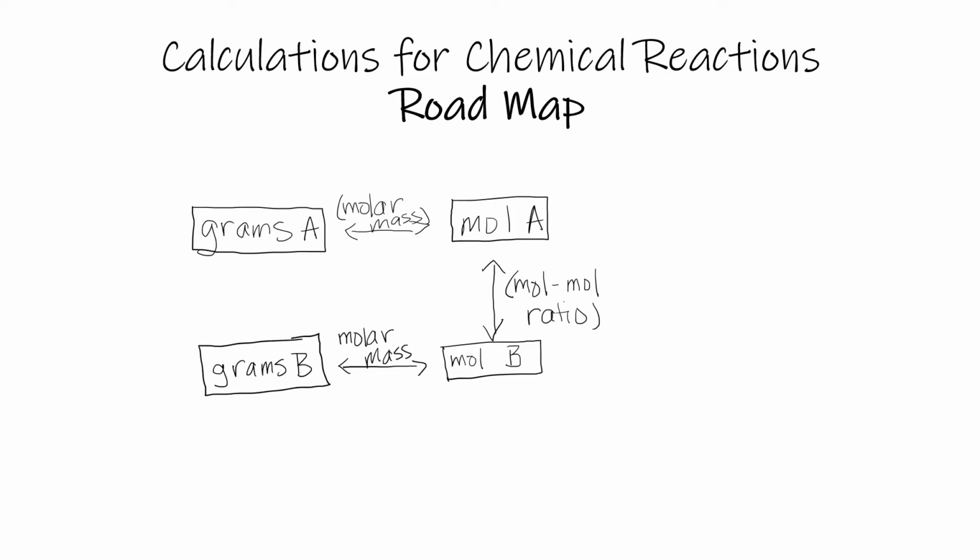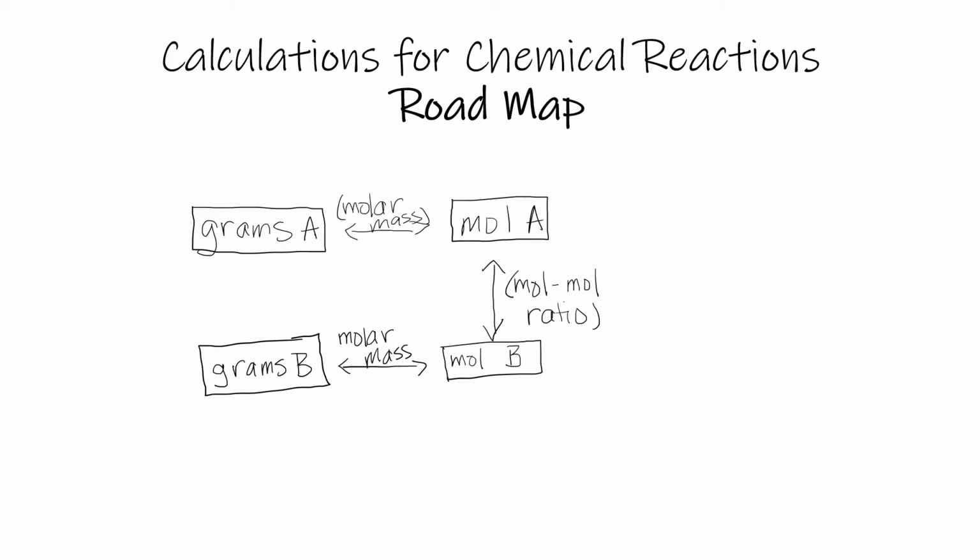So here's our roadmap. You can think of the things that are in the boxes as cities. So you can travel between the cities, you just have to stay on the roads. And the arrows are the roads. They tell you the conversion factors that will convert between those two things. You can start at any of the locations and you can end at any of the locations. So you could start at grams of A and convert to moles of B. You would just have to go through moles of A first. So you have to stay on the road, stay on the arrows.